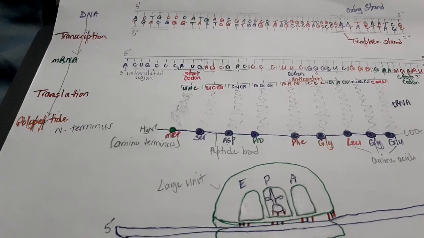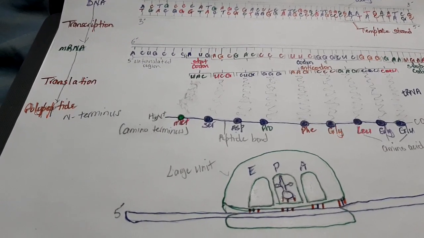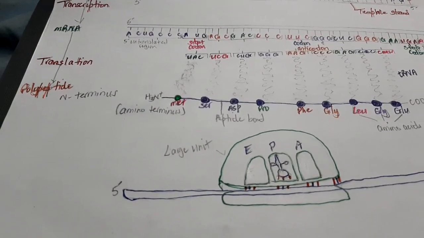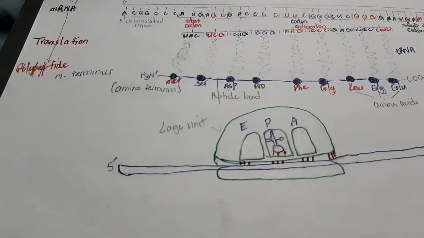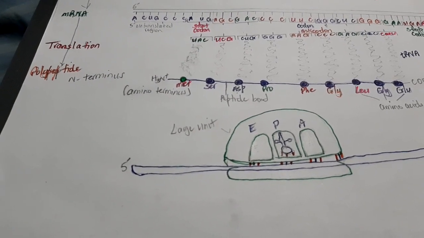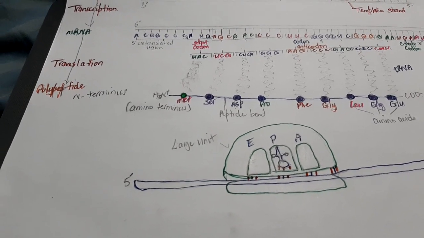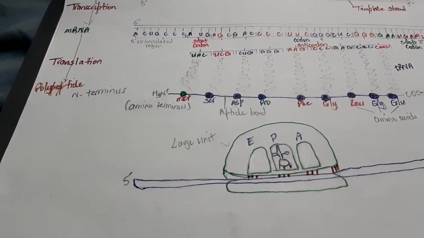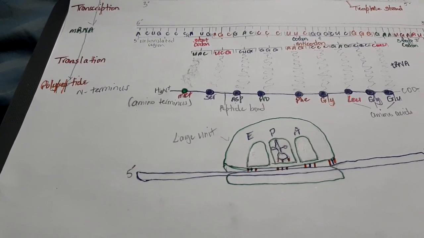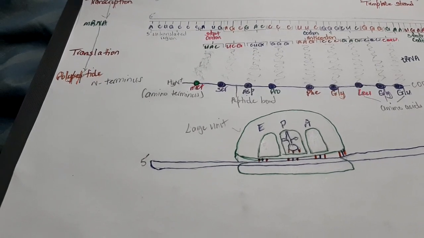A, P, and E sites. The A site, the aminoacyl site, binds aminoacyl tRNA except for the first tRNA. The P site is the polypeptide site. The amino acid from the tRNA here binds to the amino acid on the tRNA in the A site. And the E site is the exit site. Here the tRNA exits the ribosome.